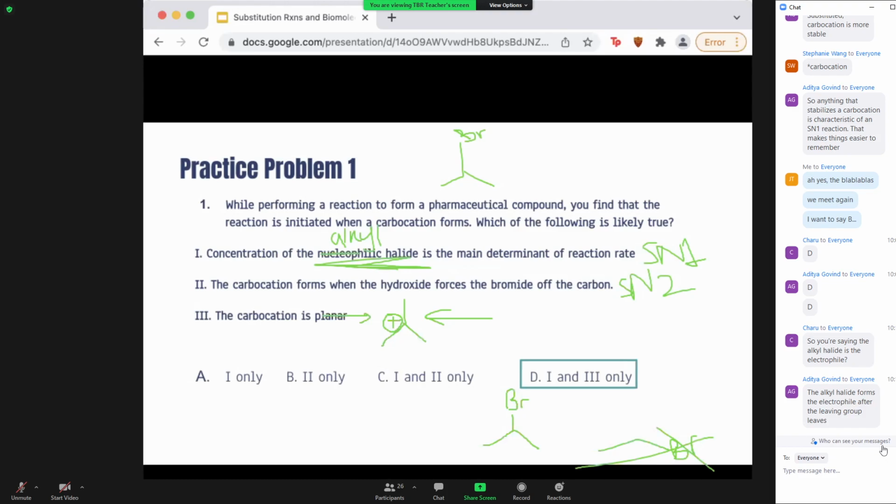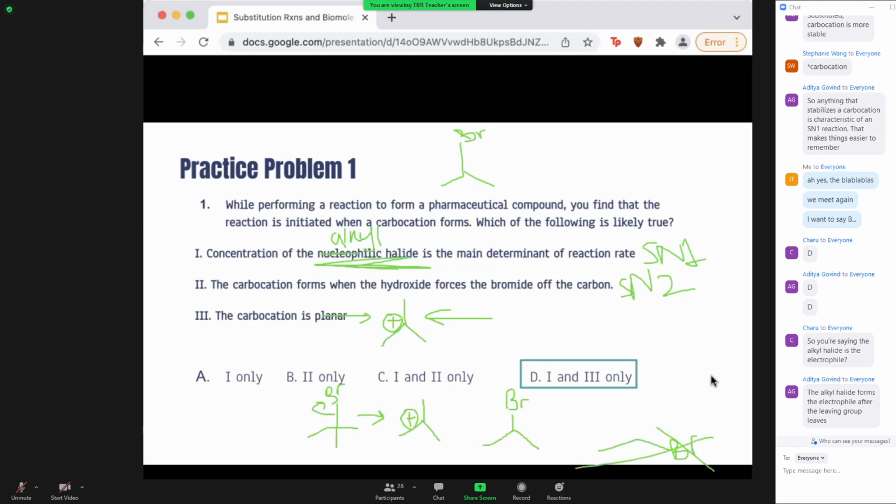Yes, exactly. The alkyl halide forms the electrophile after the leaving group leaves. So I can just draw that real quick. Let's say you have this and the bromine leaves, and that forms your trigonal planar carbocation. So your answer is D because these are referring to SN1.